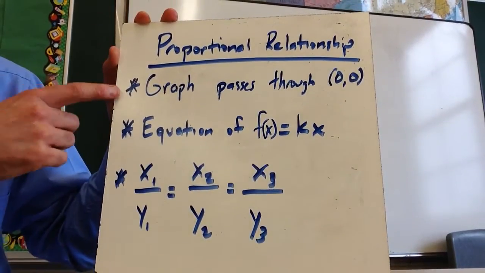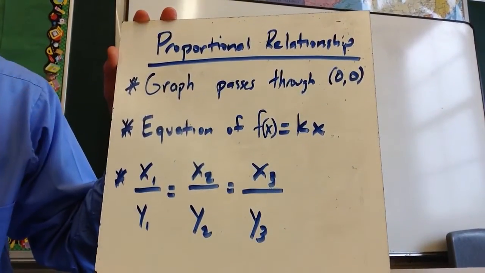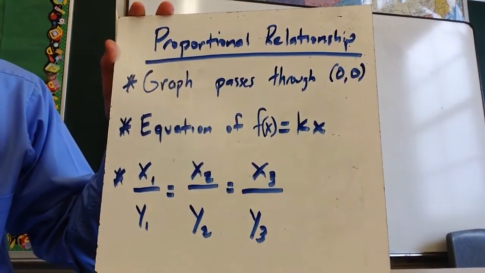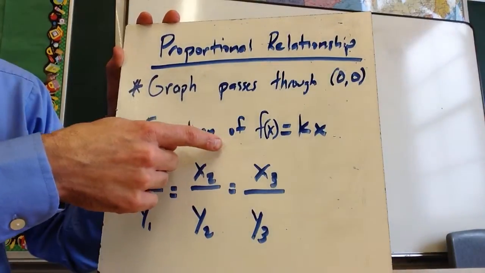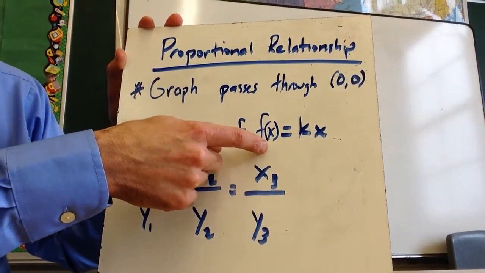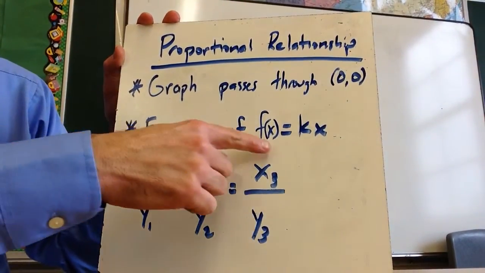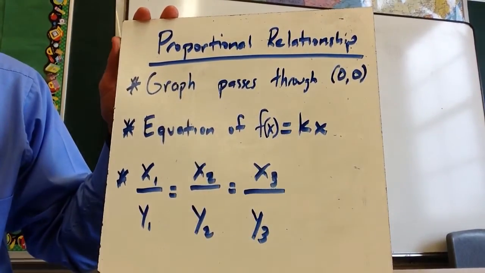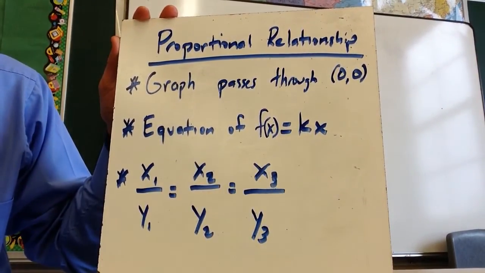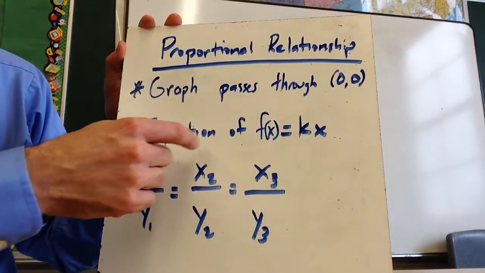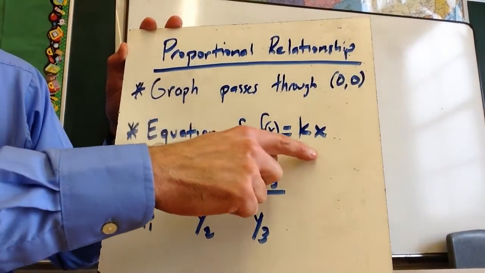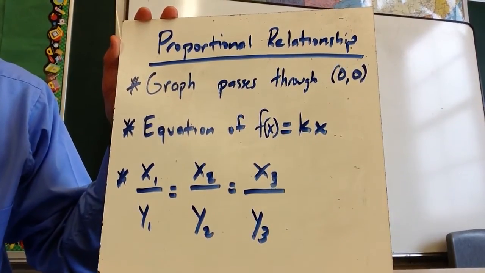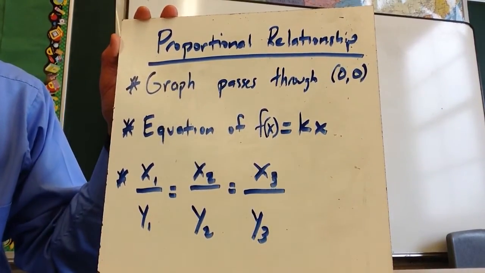The first is that the graph is going to pass through the point (0, 0). It's going to pass through the origin. The second is that the equation can be written as, and I'm writing it in function notation, which is why it says f of x instead of y. But keep in mind, f of x and y are the exact same thing. So it has to be an equation of f of x equals kx, or if you remember, y equals kx, that was our direct variation. So it's a direct variation.